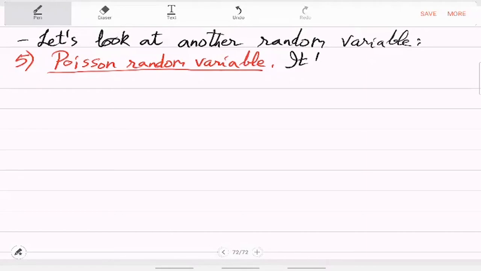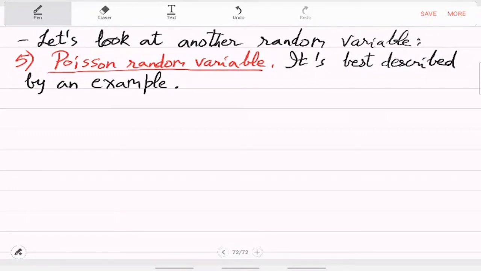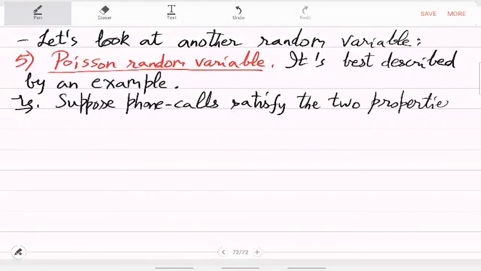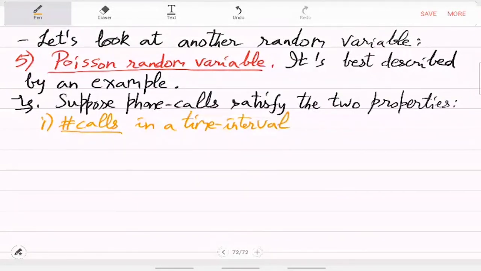So, what is this? It is best described by an example, because if I give you the formula, it will not make any sense. So, let me describe this by an example. It is a very natural setting. So, suppose we look at cell phone calls. So, suppose phone calls satisfy the two properties as follows. So, one is that the number of calls in a time interval is proportional to the length of the interval.